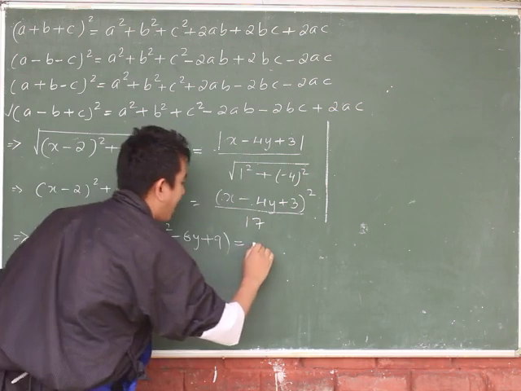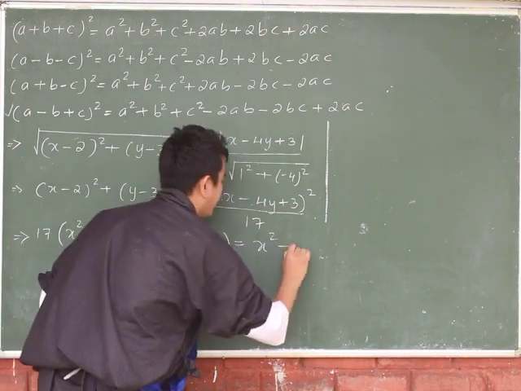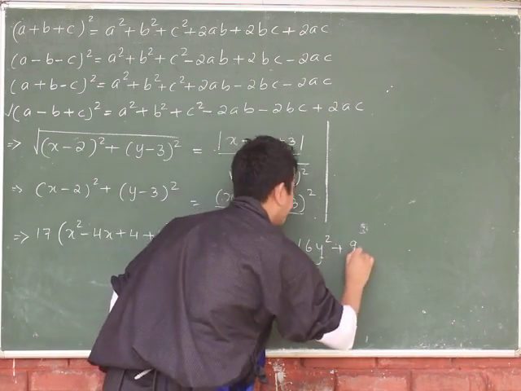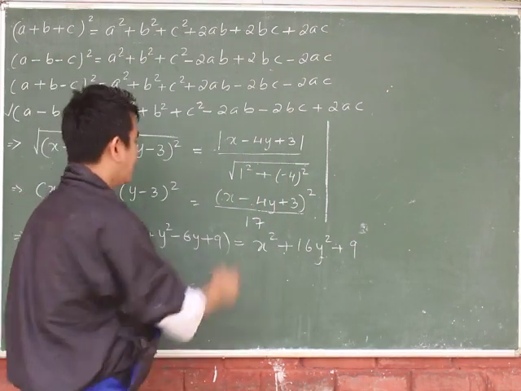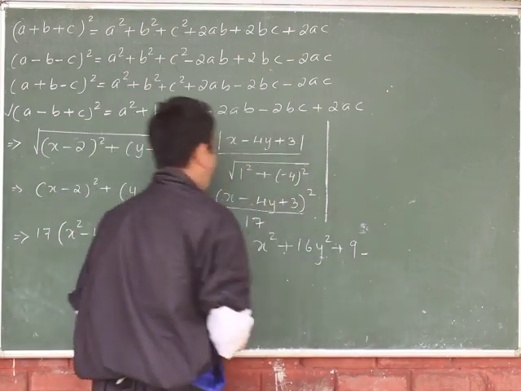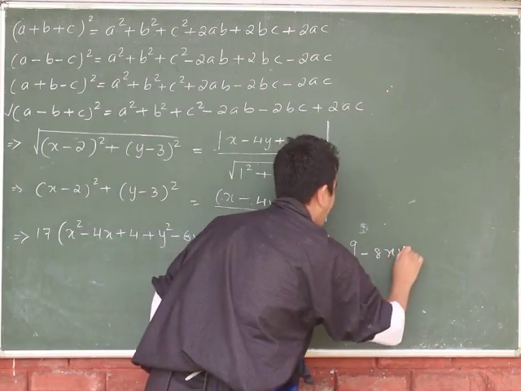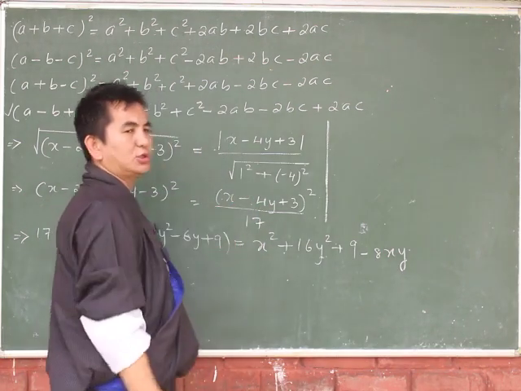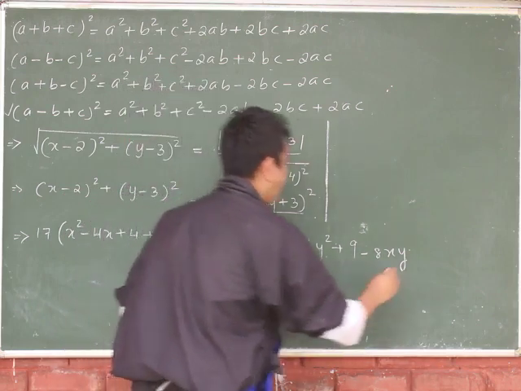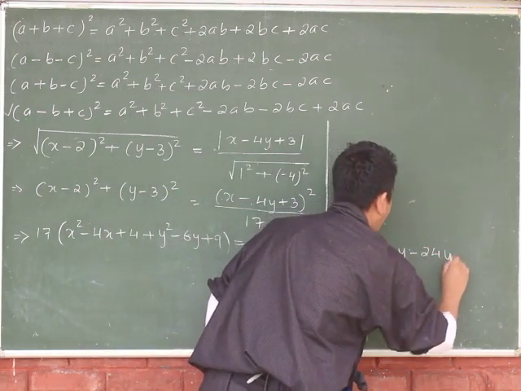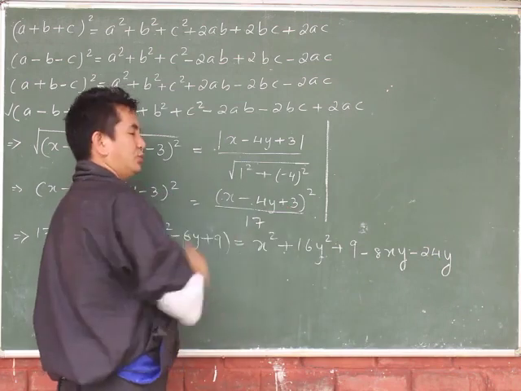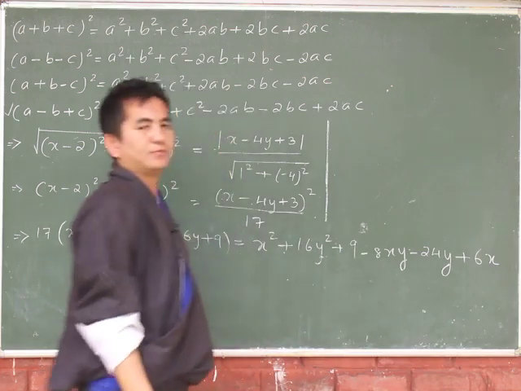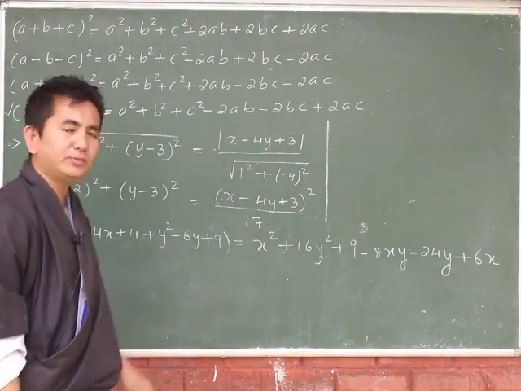Now expand it. We have a² + b² + c², which is 9, minus 2ab, minus 2 times 4 is 8xy. Then multiply 2 times 3 times 6, which is 36, 6 fours are 24, minus 24y. Then at last 2 times 3 times x becomes 6x. I hope you got this expansion.